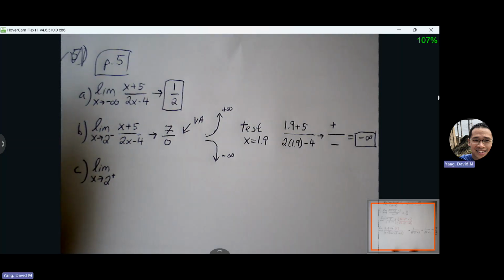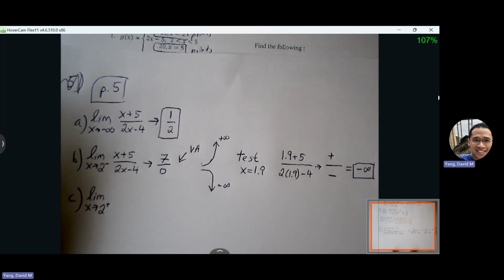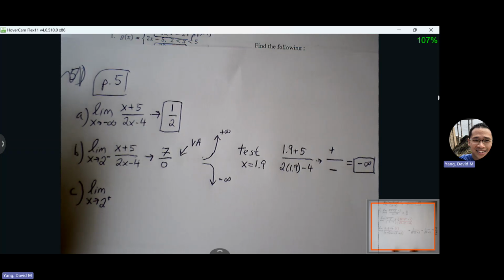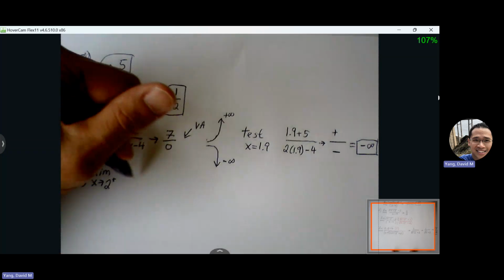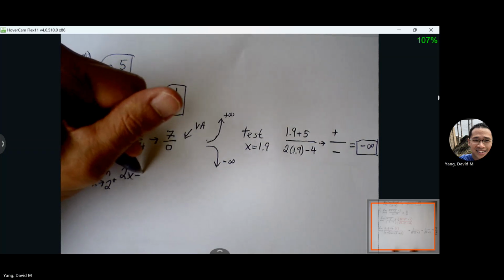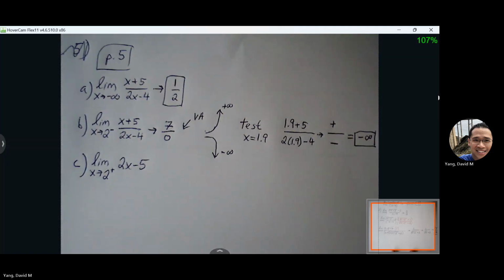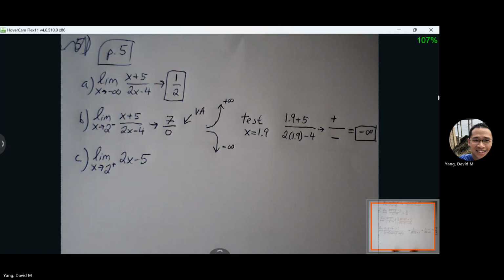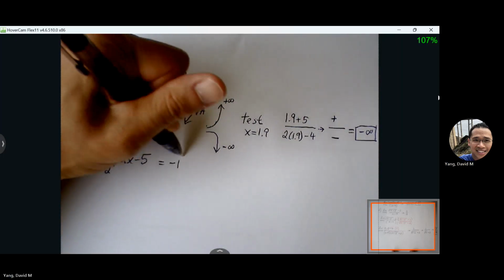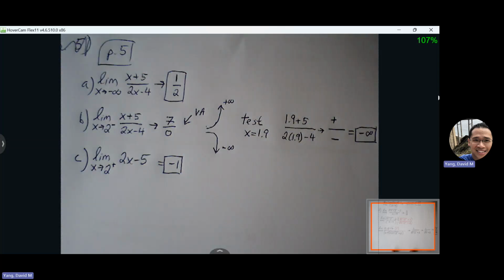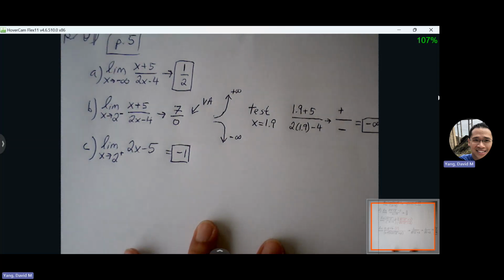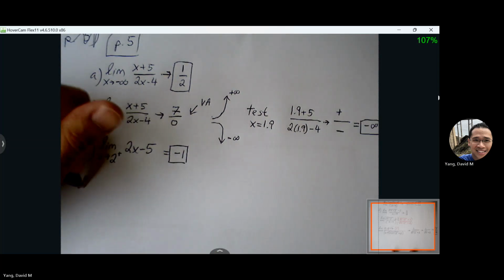Okay, limit as x approaches 2 from the right. Which piecewise do we choose if we're coming from the right side of 2? 2x. Okay. What's your first step? Direct substitution, and we get -1. And that's it, right? If we get a real number, there's nothing more to do. We have our limit, or one-sided limit.